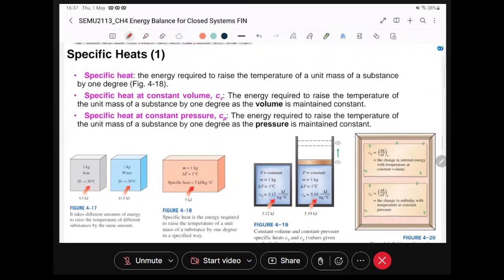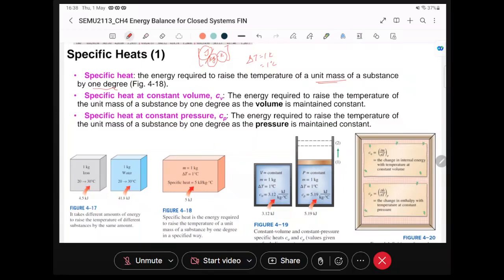So specific heat is basically the energy required to raise the temperature of 1 unit of mass of substance by 1 degree. So naturally, the unit of it is joule per kg per Kelvin or degree Celsius, because the energy required to raise 1 kg of a substance, the temperature by 1 degree Celsius or 1 Kelvin, because we're talking about delta T equal to 1 Kelvin, which is 1 degree Celsius as well. And specific heat is a property of a substance.